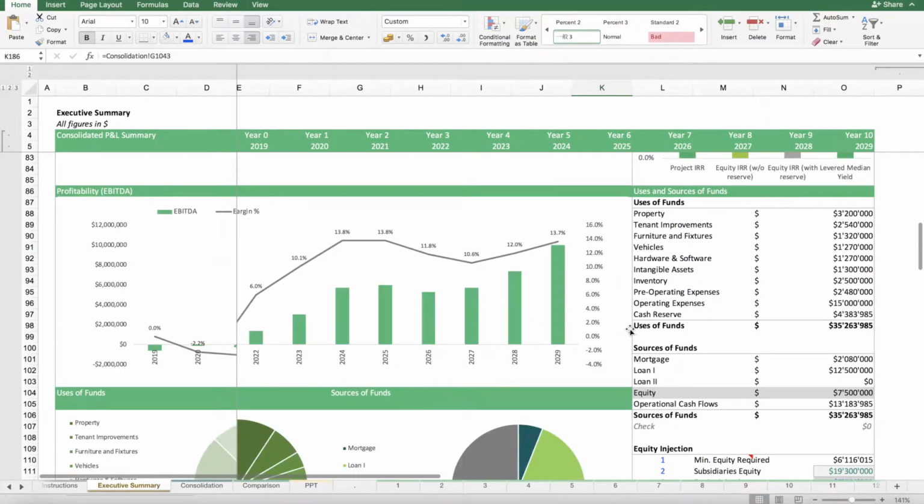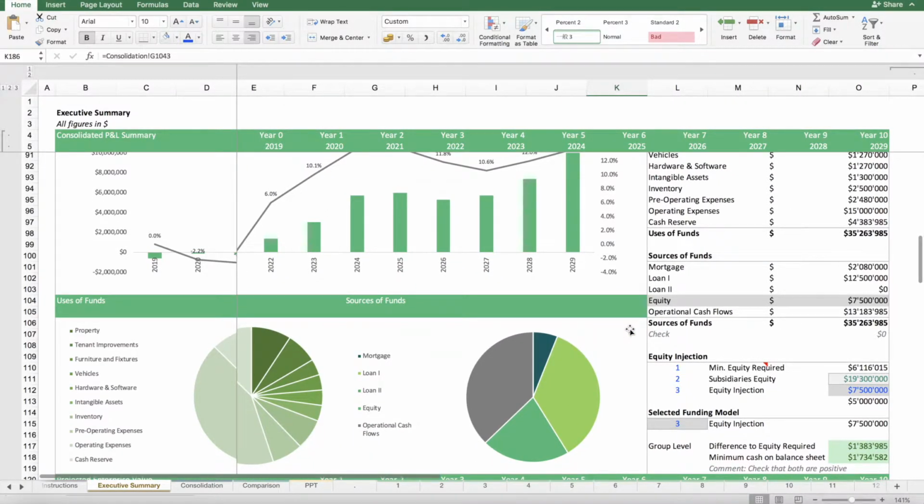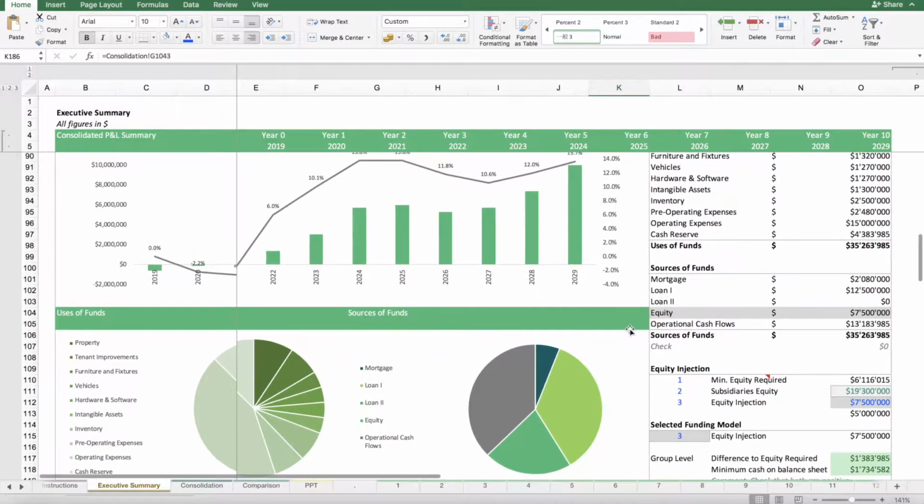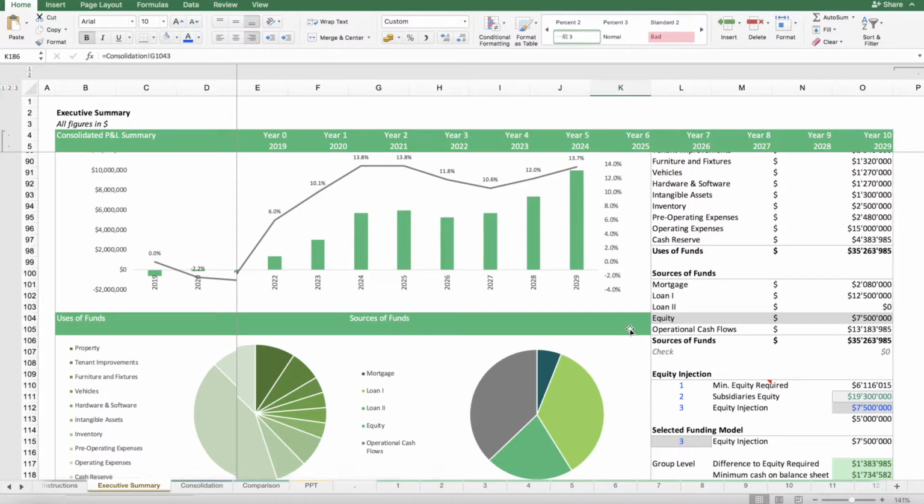So yes, I hope this walkthrough was useful, that you understood a bit more how this model is structured, and I hope this video was useful.